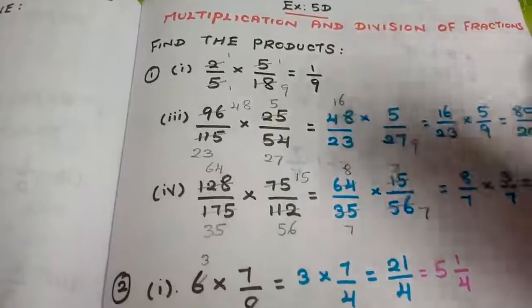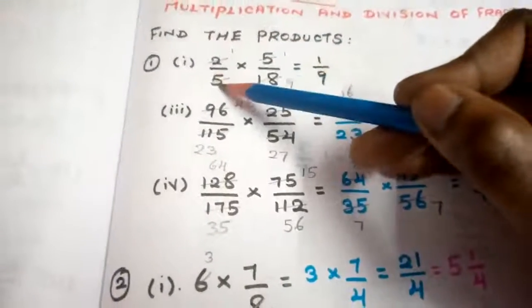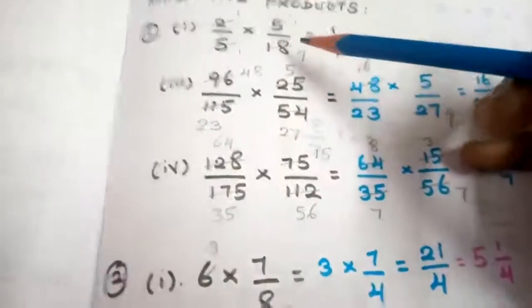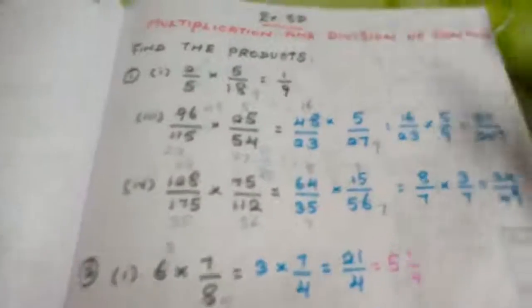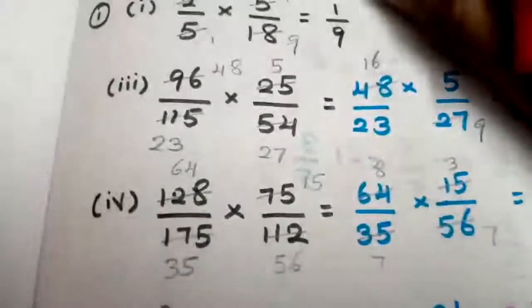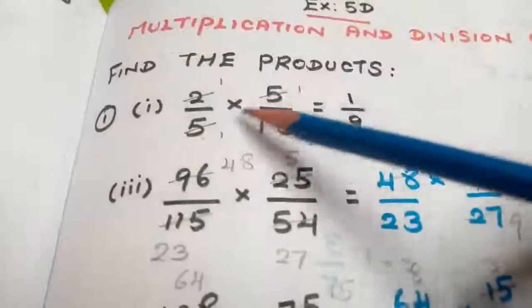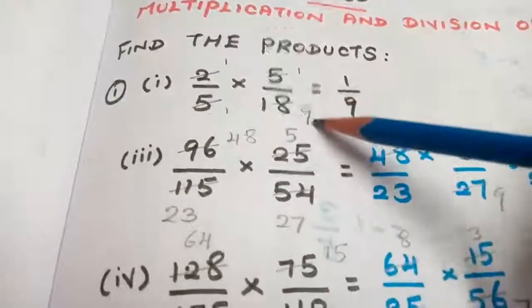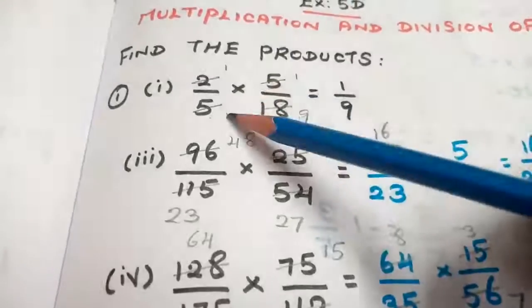They will be giving you the value as 2 by 5 into 5 by 18. So first question, 2 by 5 into 5 by 18. What I am going to do here, students, you are having two fractions in this place. I am going to cancel.